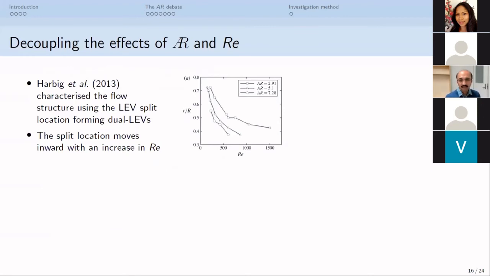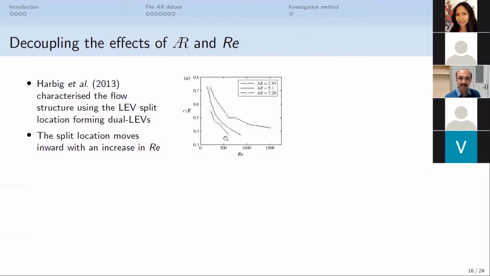So basically, starting with the first parameter, that is the Reynolds number. First, I'll show what Rob Harbig had observed in his results. He was looking at the point at which the leading edge vortex splits into two co-rotating vortices. The variation of that split point as a function of Reynolds number is shown here in this figure. When we increase the Reynolds number, that point comes closer to the wing root. And if we change the wing to a different aspect ratio, then the curve is different.